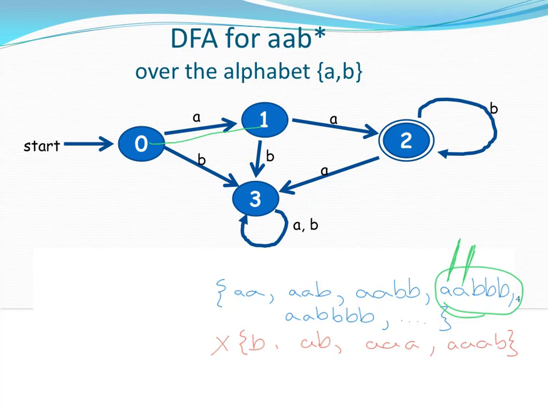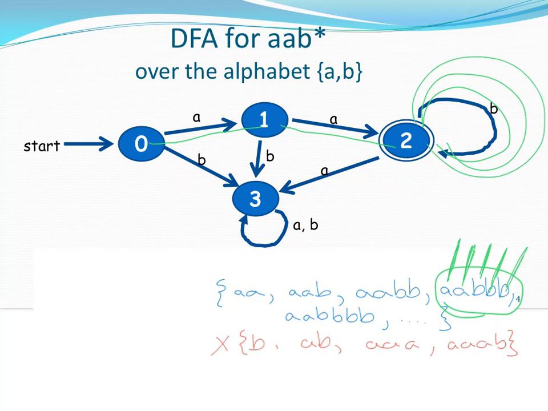Our next symbol is an A, so from state 1 we will follow the A transition to state 2. Then we see a B, so we follow the B transition and we stay at state 2. Another B, so we do that loop again. And another B, so we do that loop again. And we've come to the end of our string, right? We've used up all the symbols in our string.